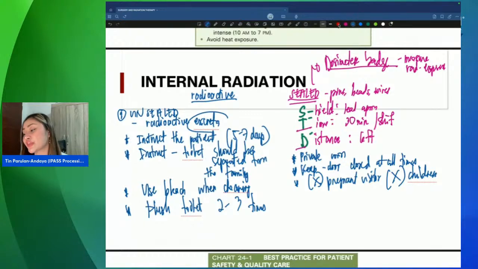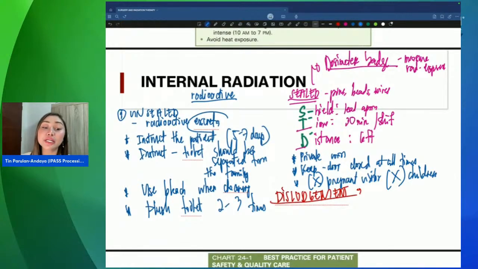In case there is dislodgement, what is your initial nursing action? Dislodgement, right? I'll wait for your answer. This is a trending NCLEX question. During dislodgement, a radioactive implant is dislodged. What is your priority or initial action?